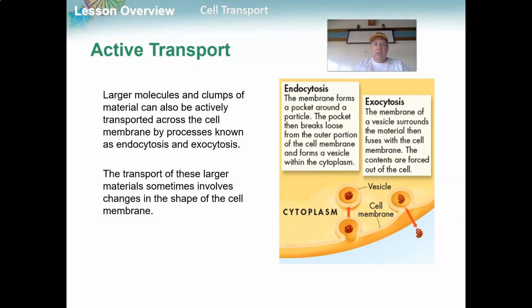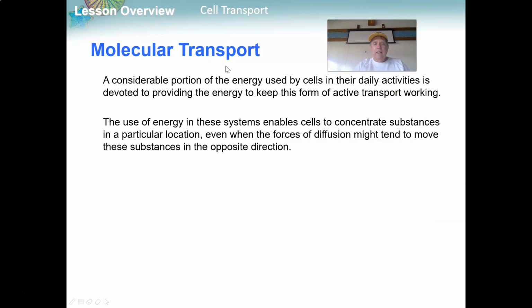Larger molecules and clumps of material can also be actively transported across the cell membrane by processes known as endocytosis and exocytosis. The transport of these larger materials sometimes involves changes in the shape of the cell membrane. A considerable portion of the energy used by cells in their daily activities is devoted to providing the energy to keep this form of active transport working.